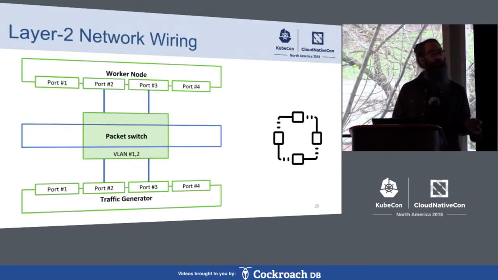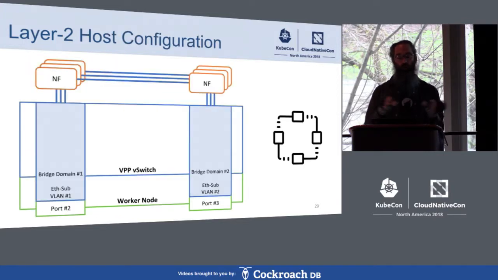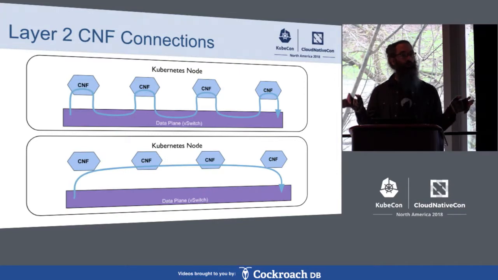But what about layer 2 networking? This isn't something that's currently supported in Kubernetes, but there's a lot of effort to move towards that. We need to do the wiring. We have all the host configuration that you have to handle. Then we want to connect the different network functions in different topologies. So how do we do that?